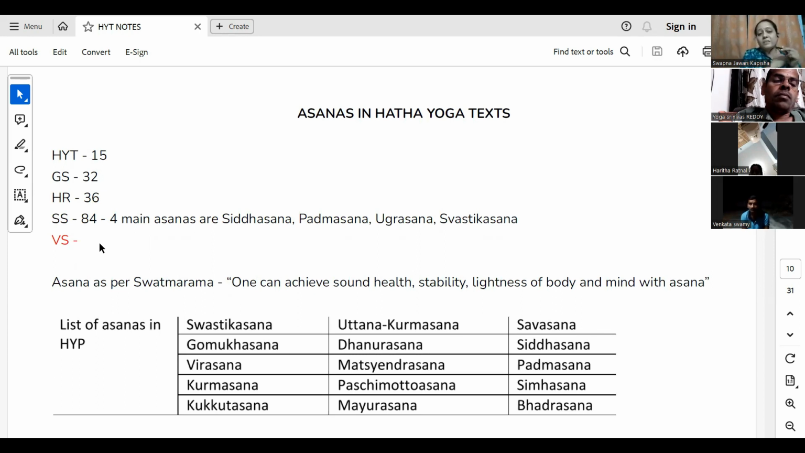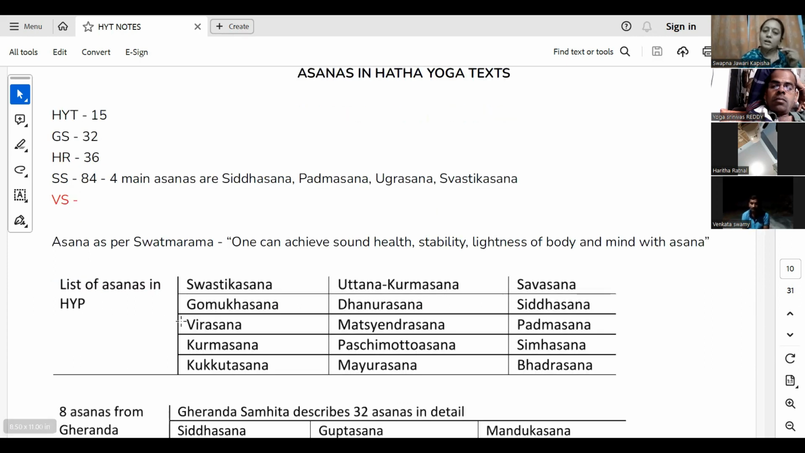Out of this, what are the 4 main asanas? In Siddha Siddhanta Paddhati they are Siddhasana, Padmasana, Ugrasana, and Swastikasana. Whereas in Hatha Yoga Pradipika, again 4 asanas will come. We will go through it.